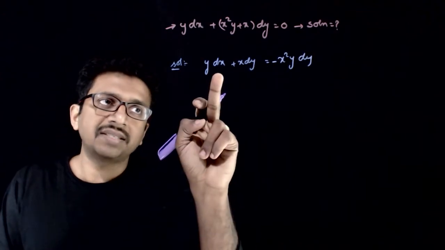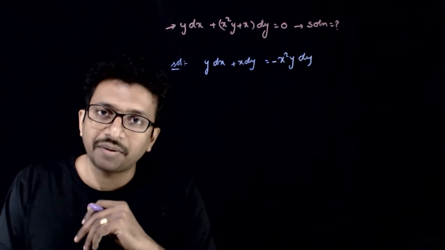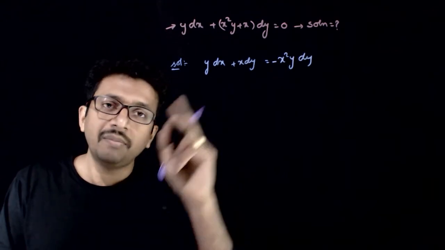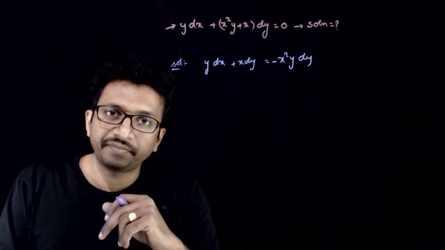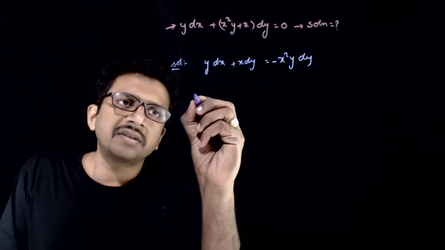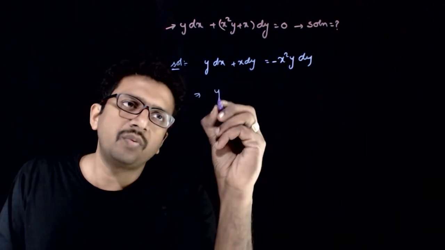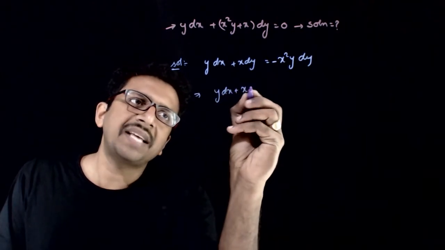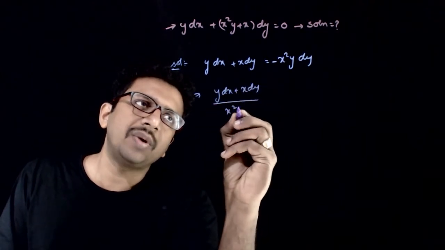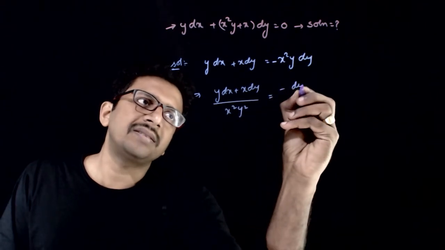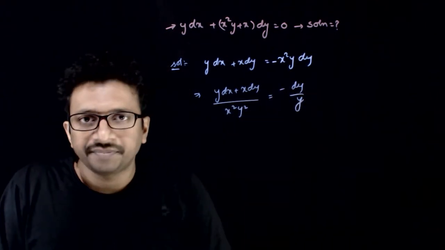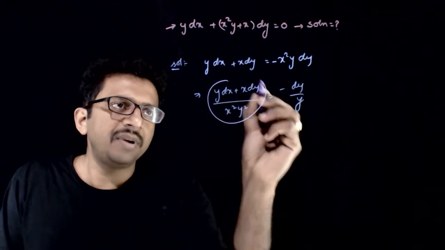So you have an x dy plus y dx here. Next, I'll divide both sides by x squared y squared. So (y dx plus x dy) by x squared y squared is equal to minus dy by y. This looks like a familiar expression.